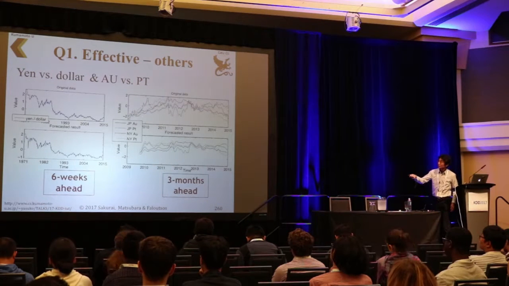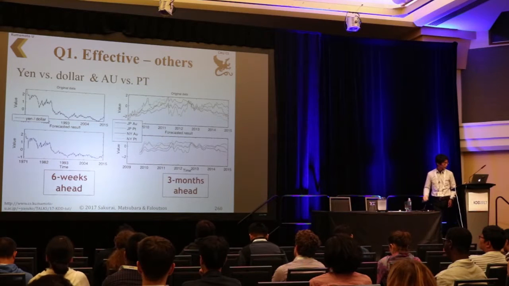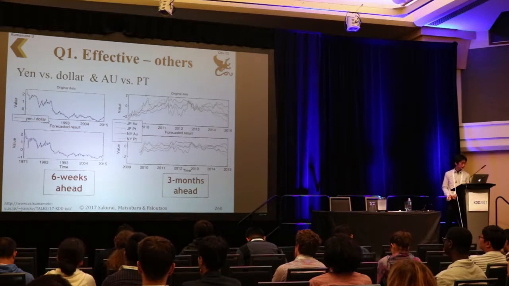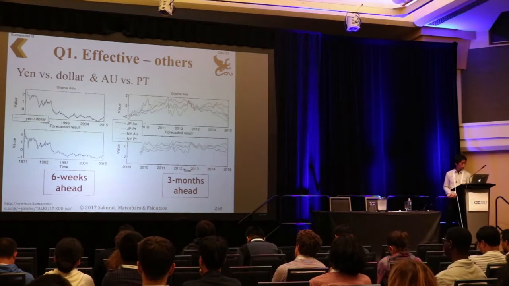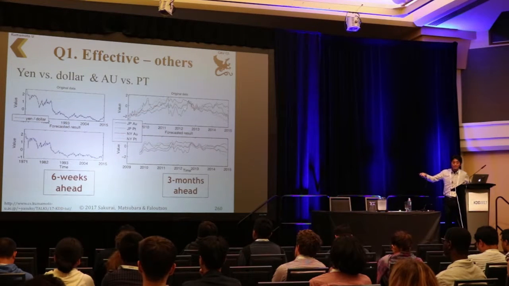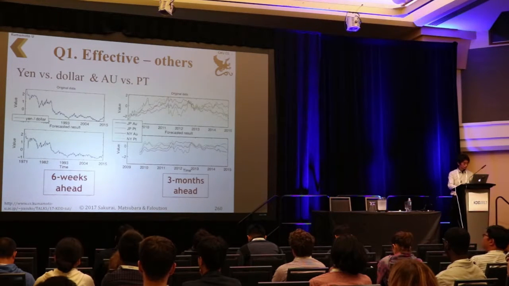This is the original data, and the bottom one is 6 weeks ahead forecasting. And right here shows the price of gold and platinum. This is the original sequence, and this is 3 months ahead forecasting. So it works well for forecasting.